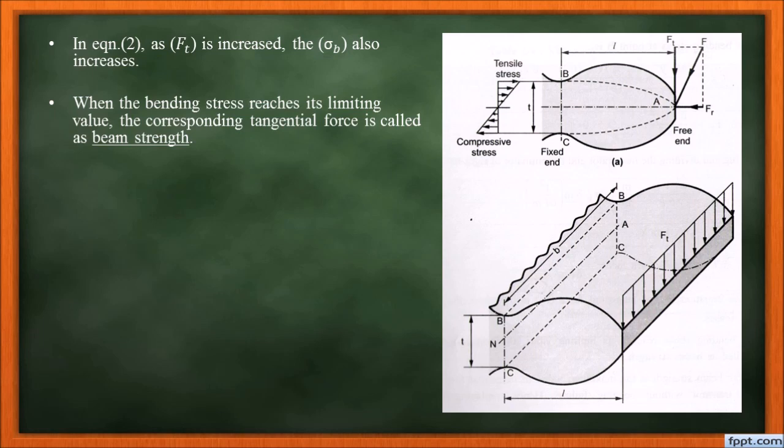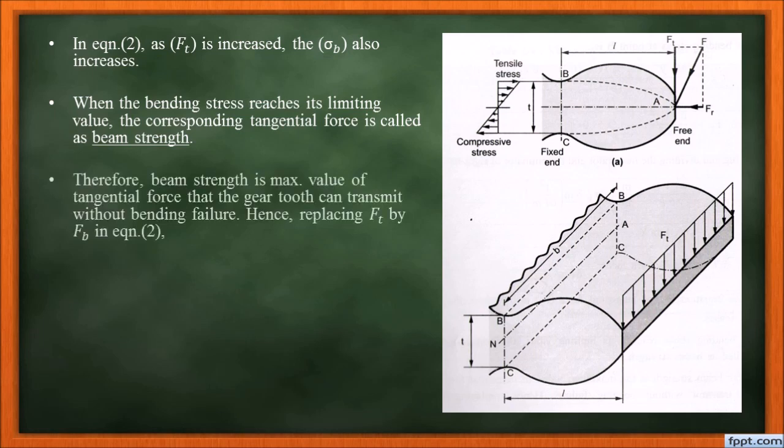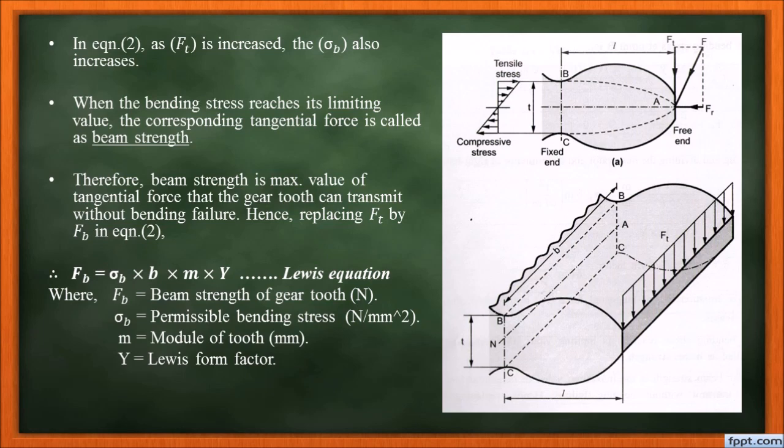When the bending stress reaches its limiting value, the corresponding tangential force is called as beam strength. Therefore, the beam strength is maximum value of tangential force that the gear tooth can transmit without bending failure. Hence, replacing Ft by Fb in equation 2, we get Fb equal to sigma b into b into m into Y. This equation is called as Lewis equation, where Fb is equal to beam strength of gear tooth, sigma b is equal to permissible bending stress, m is equal to module of tooth, and Y is Lewis form factor.